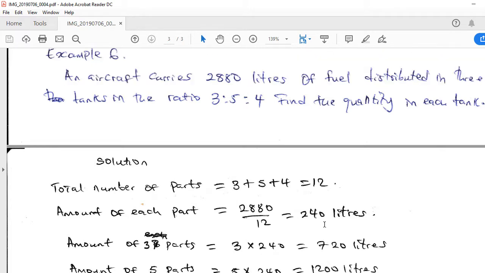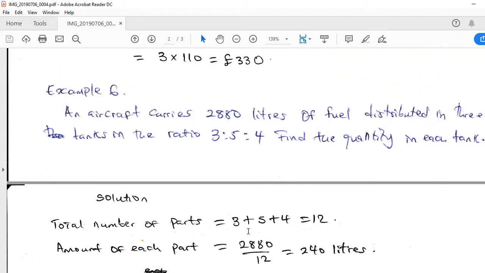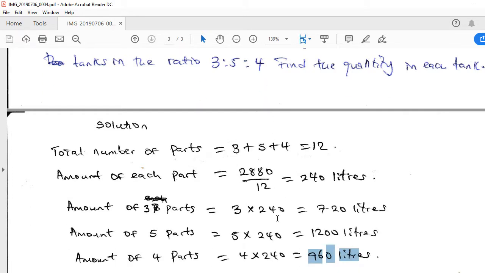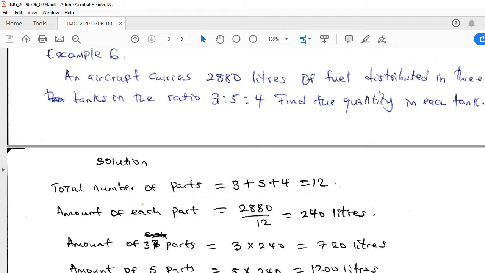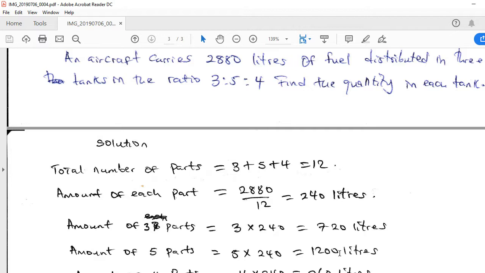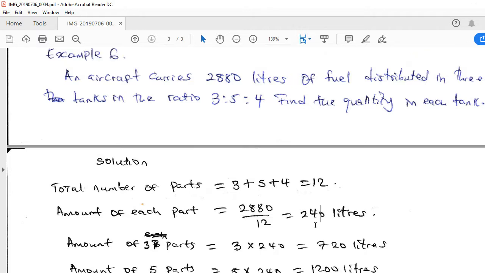So let's do a brief recap. Firstly, add the total ratios together. Then divide the total you want to share between the ratios by the total ratio, which in this case is 2,880 divided by 12. Then you multiply by what you get, the amount for each part: 3 multiplied by this, 5 multiplied by this, 4 multiplied by this to get each individual part.